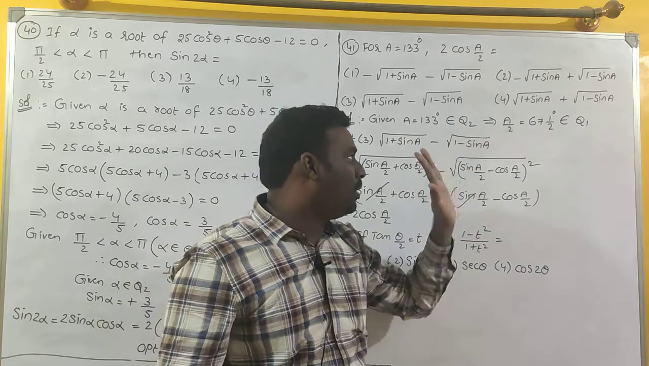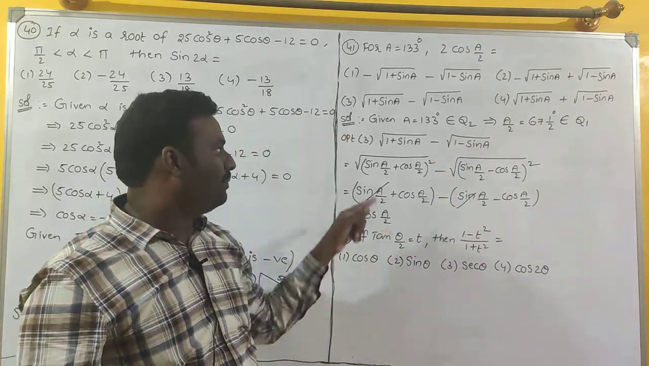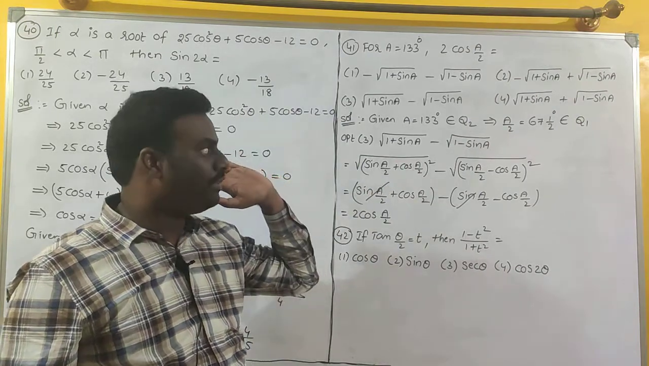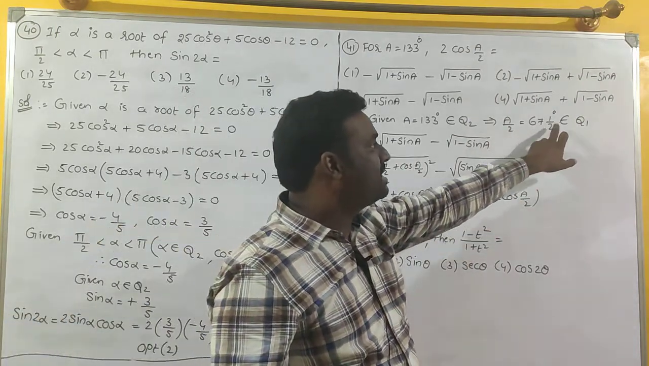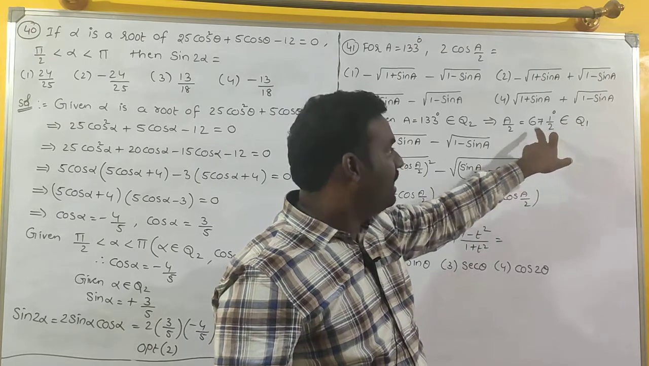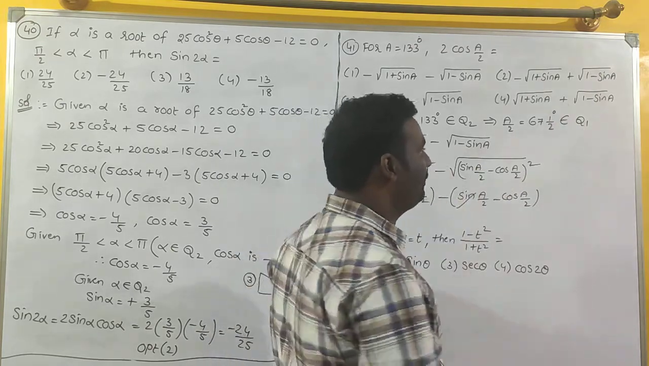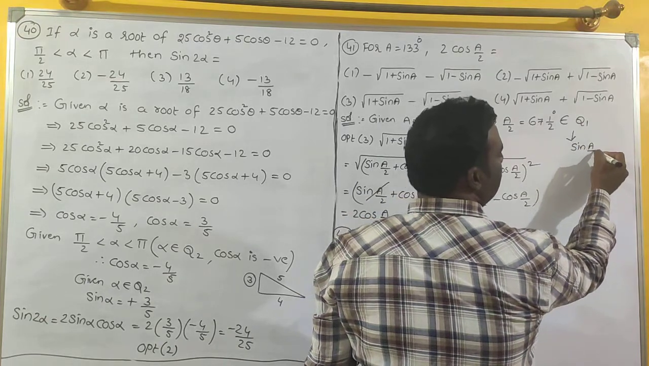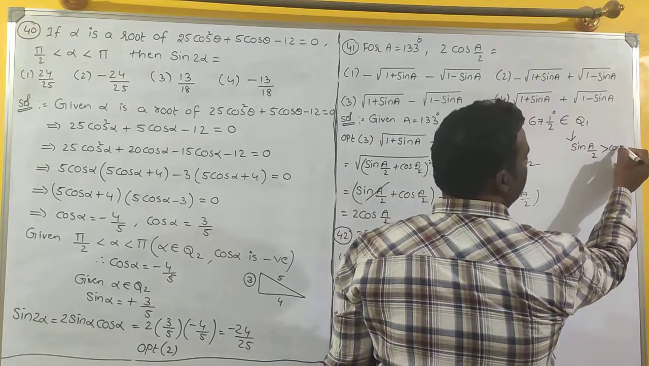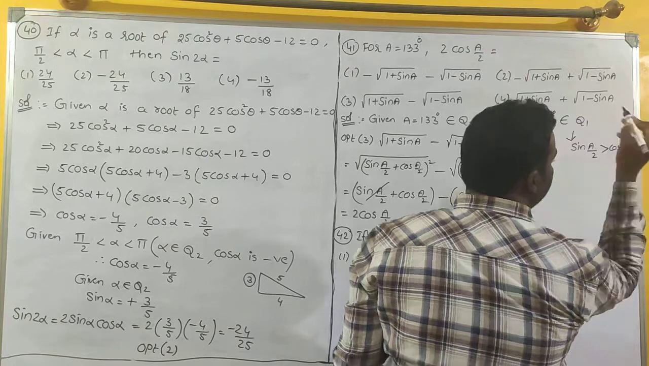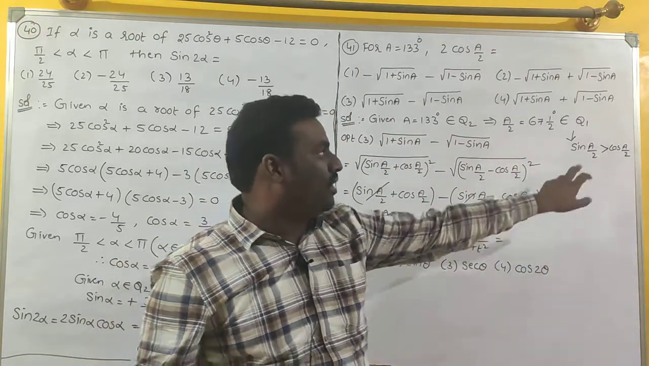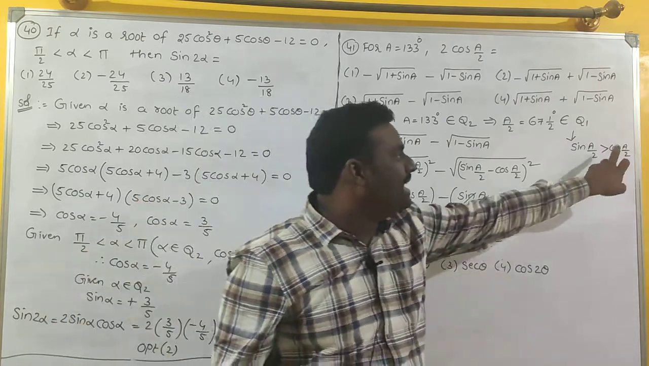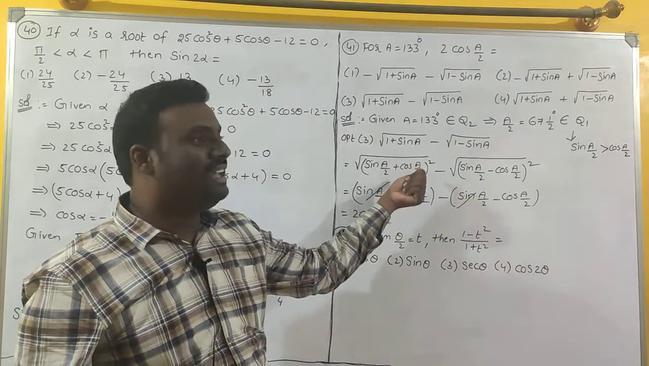Here one important thing is you will get a doubt. Why sin value first, cos value next? Because this is 67 and half. In this 67 and half, sin value is more compared to cos. That's why the greatest value we are taking first, and the least value we are taking next.